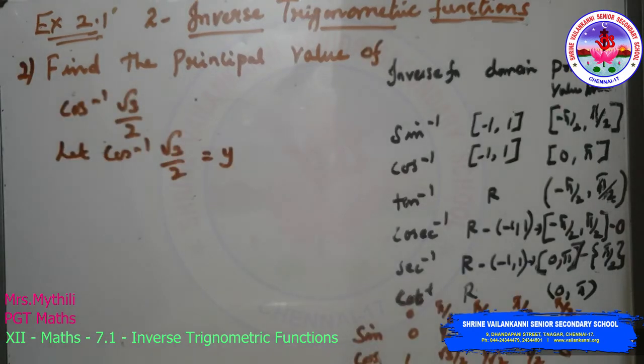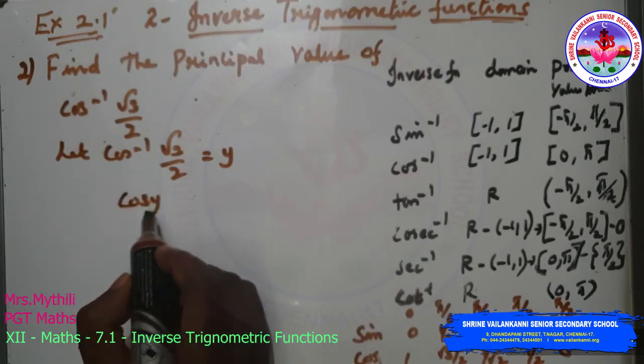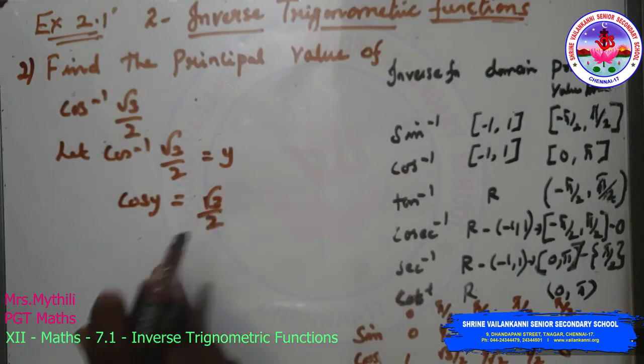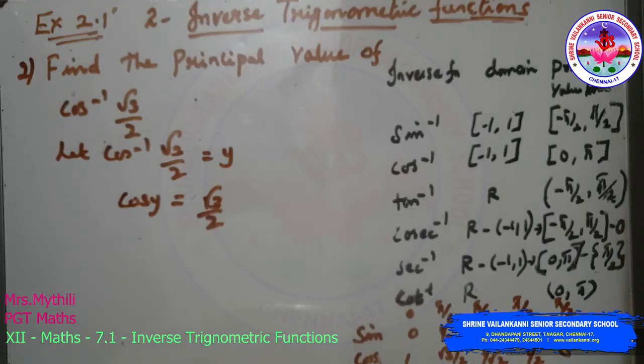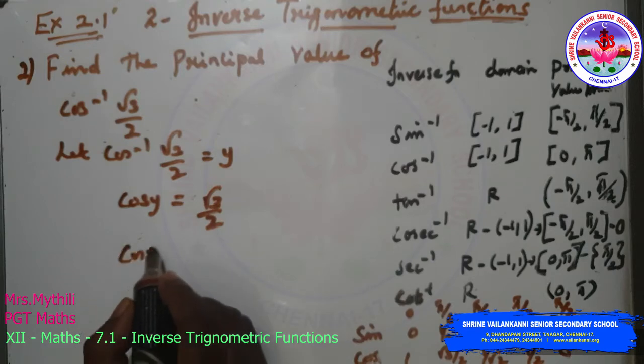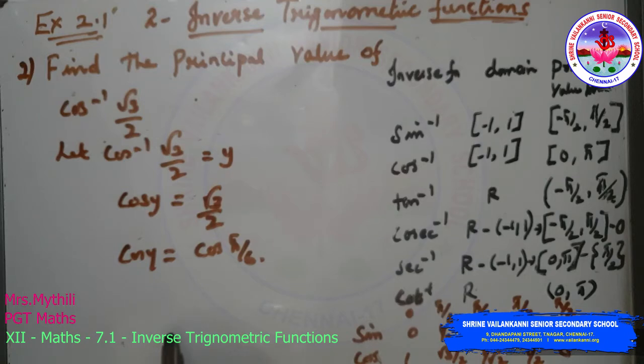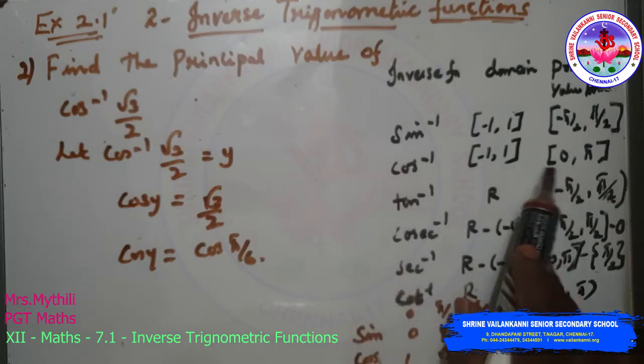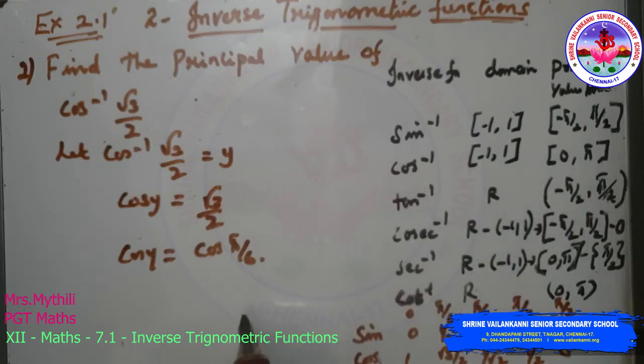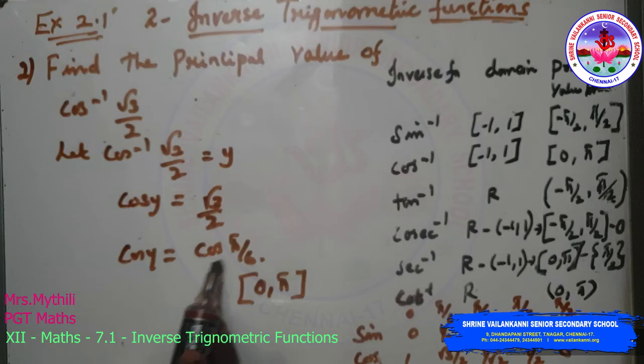Second one, find the principal value of cos inverse of root 3 by 2. Let cos inverse of root 3 by 2 equal to y. So cos y equal to root 3 by 2. Root 3 by 2 is cos pi by 6. So cos y equal to cos pi by 6. We have to check whether it lies in the principal value branch. The principal value branch of cos inverse is 0 to pi. So pi by 6 lies in between 0 and pi.